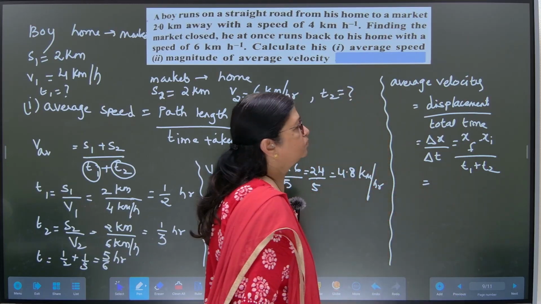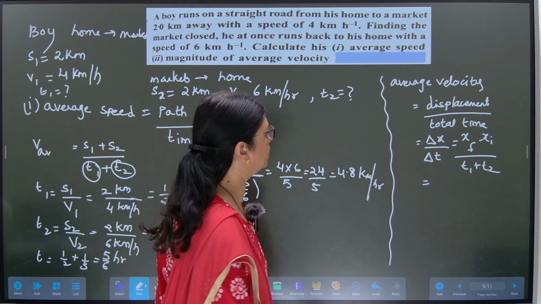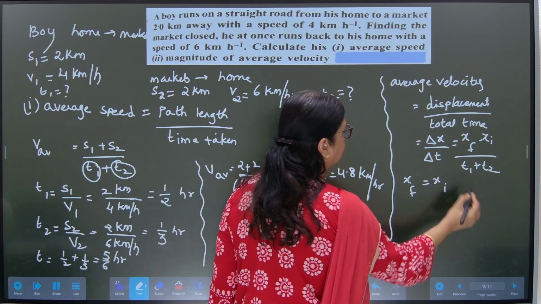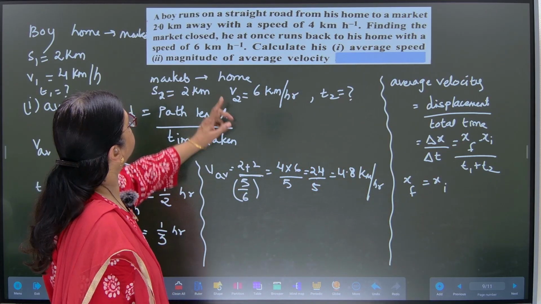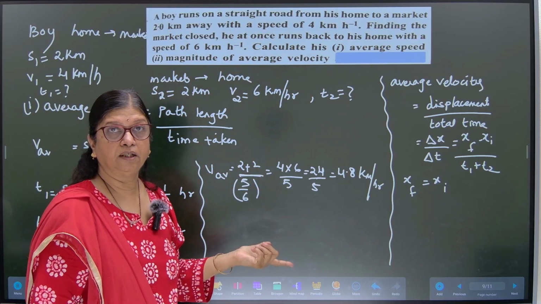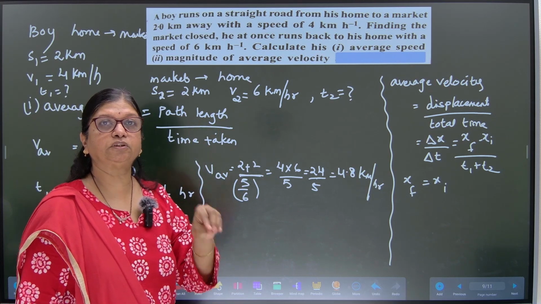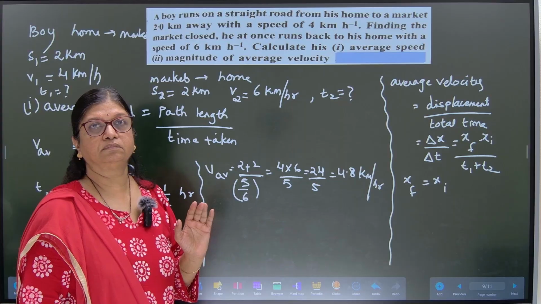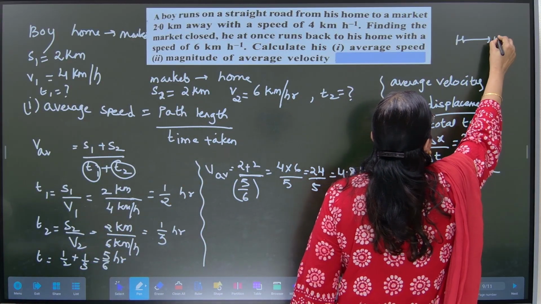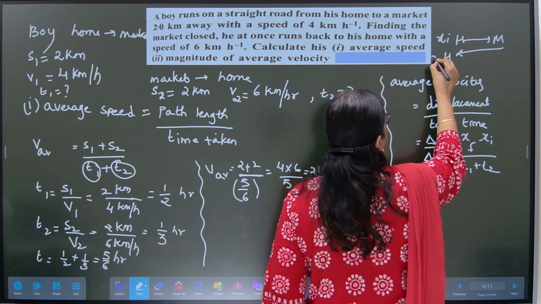Now what is the final position of the person and what is the initial position of the person? Xf is equal to xi. Yes or no? Why? Because the boy went from home to the market and market to home. So his initial position was home. Final position of the boy is also home, though he went around from home to market, market to home. So this was xi, this is xf.